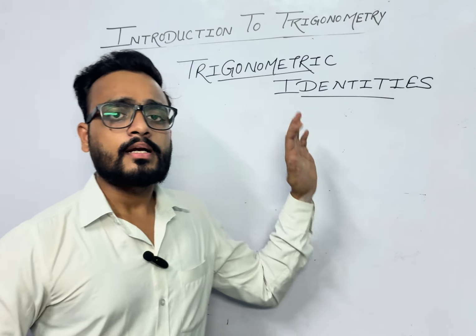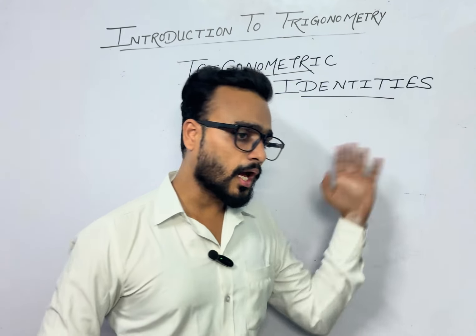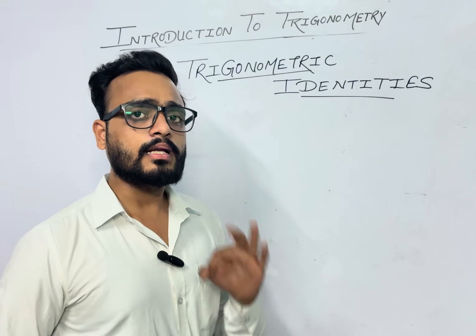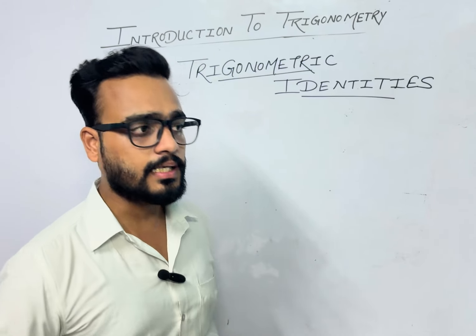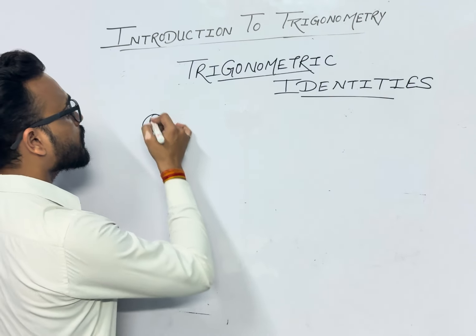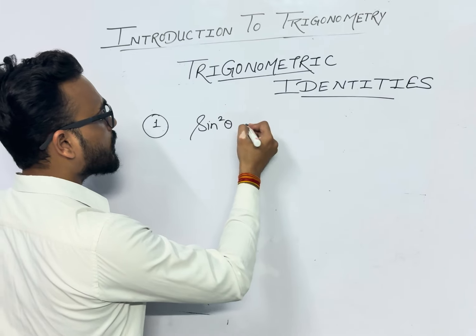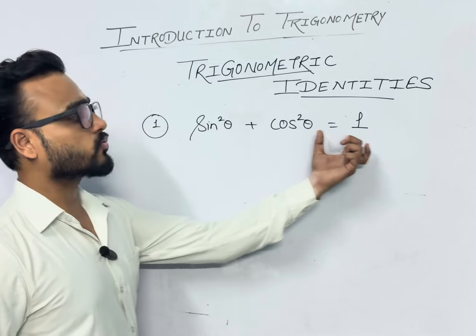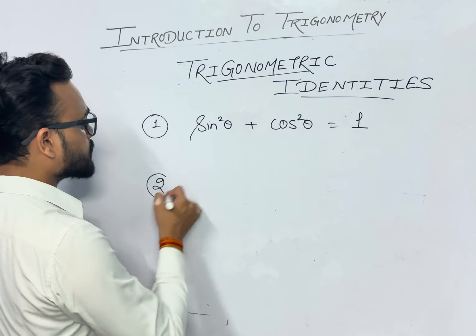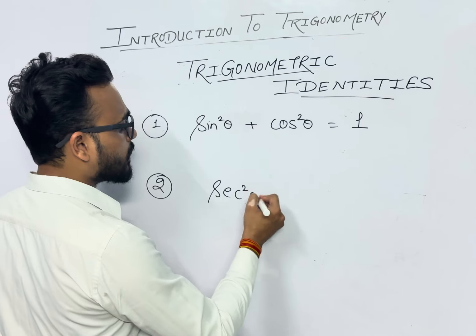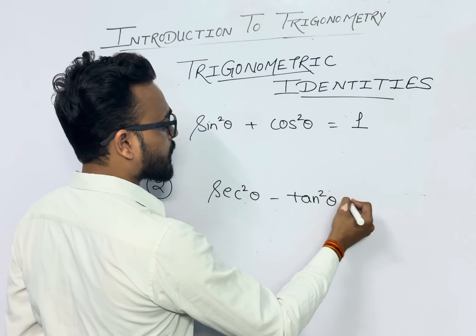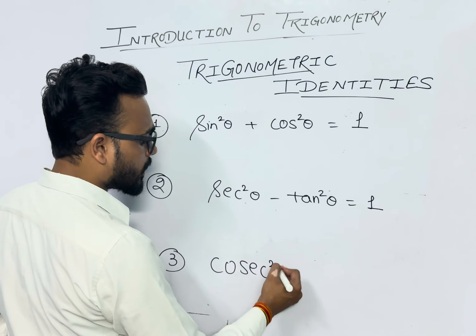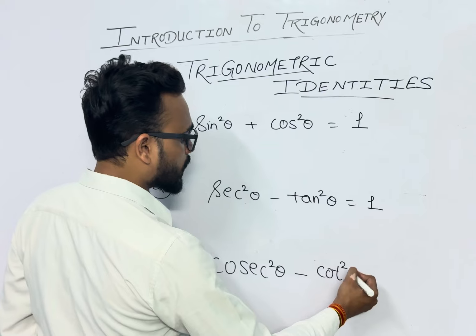Our next concept is trigonometric identities. So we have to discuss the trigonometric identities. Basically there are three fundamental trigonometric identities. First one is sine square theta plus cos square theta equal to 1. Second is sec square theta minus tan square theta equal to 1. And third one is cosec square theta minus cot square theta equal to 1.